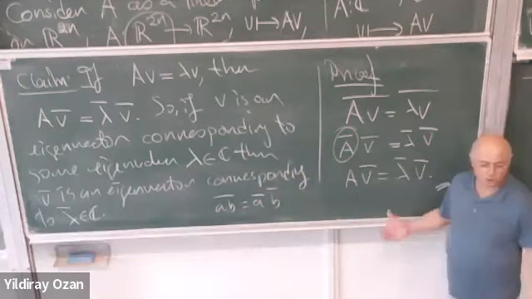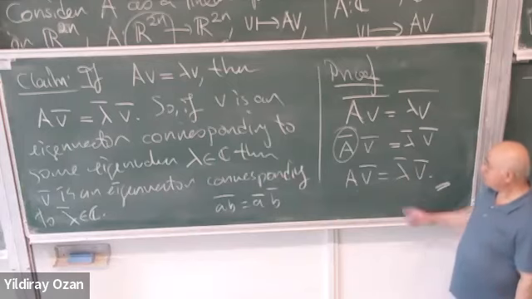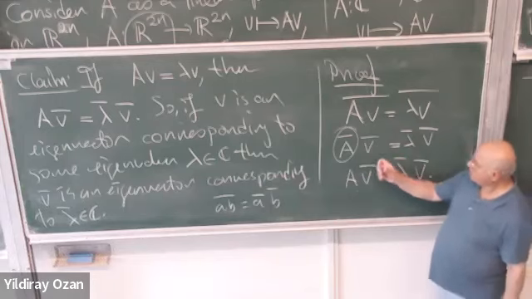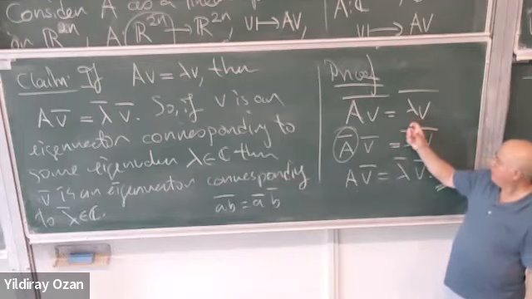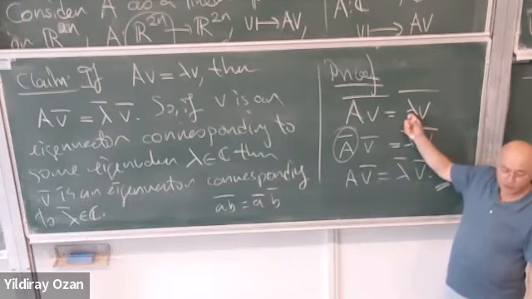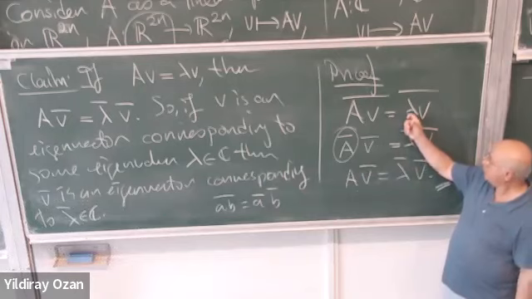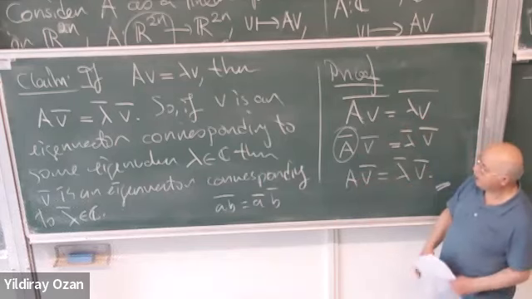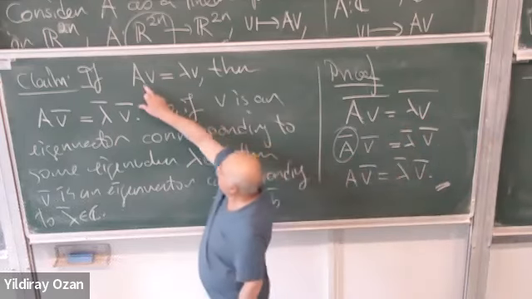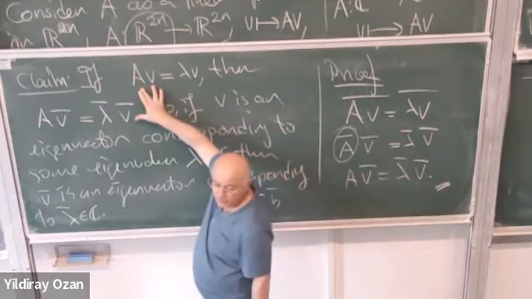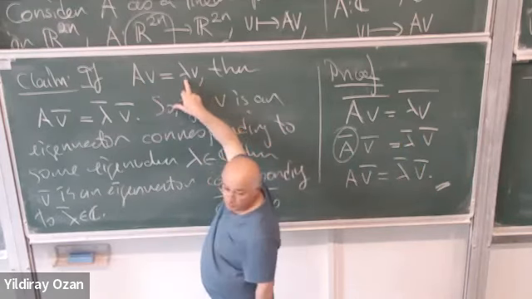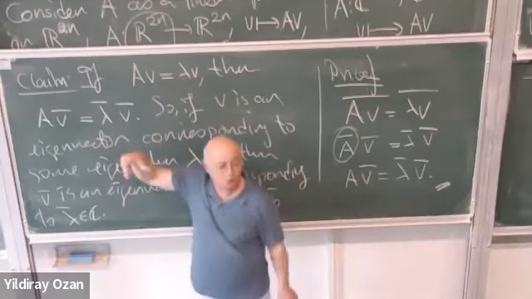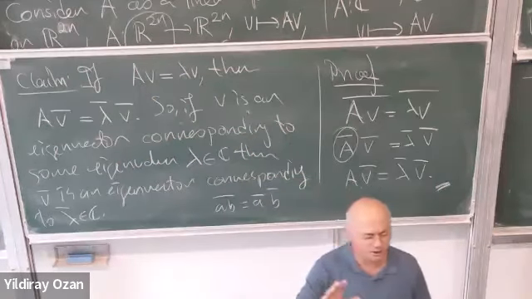If lambda is not zero, then this is a purely imaginary number, and therefore V cannot be a real vector because A is real. I mean, this is real, so if this were real, then this would be a real vector. This is real, but this is purely imaginary. Therefore, this cannot be real. Therefore, the vector V should also be imaginary. I mean, it cannot be real.